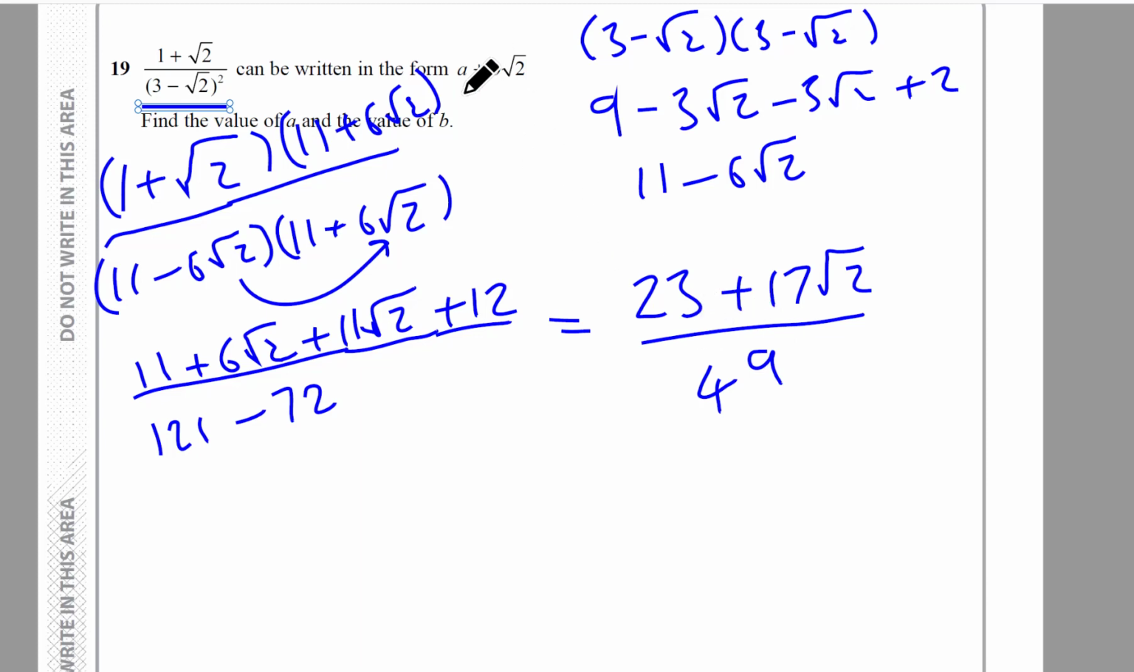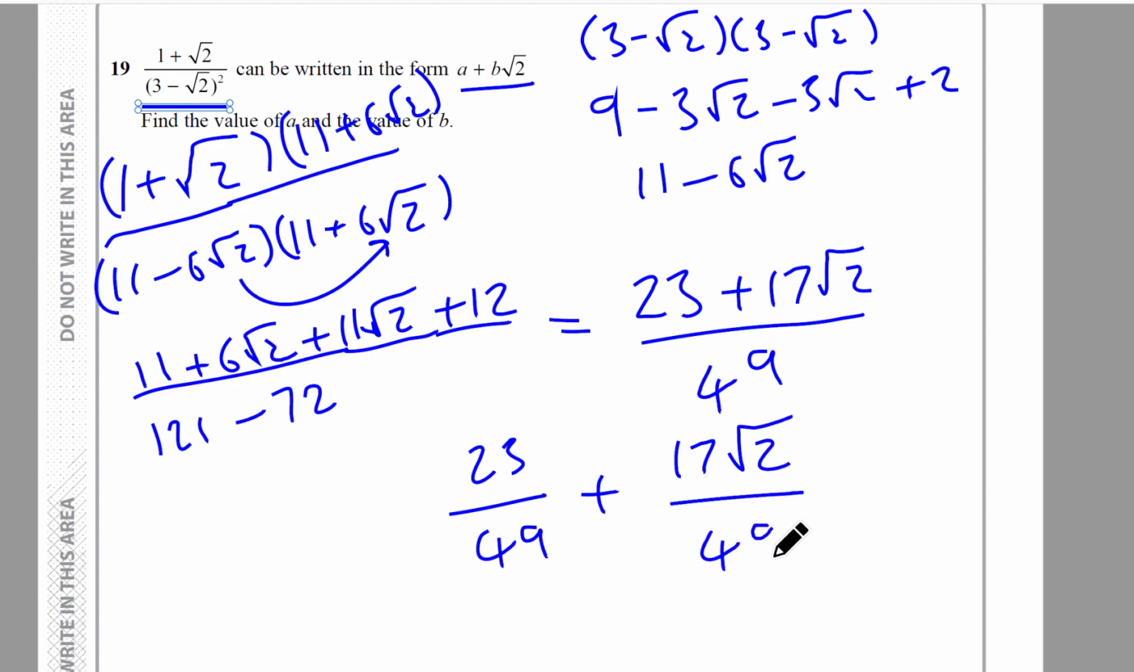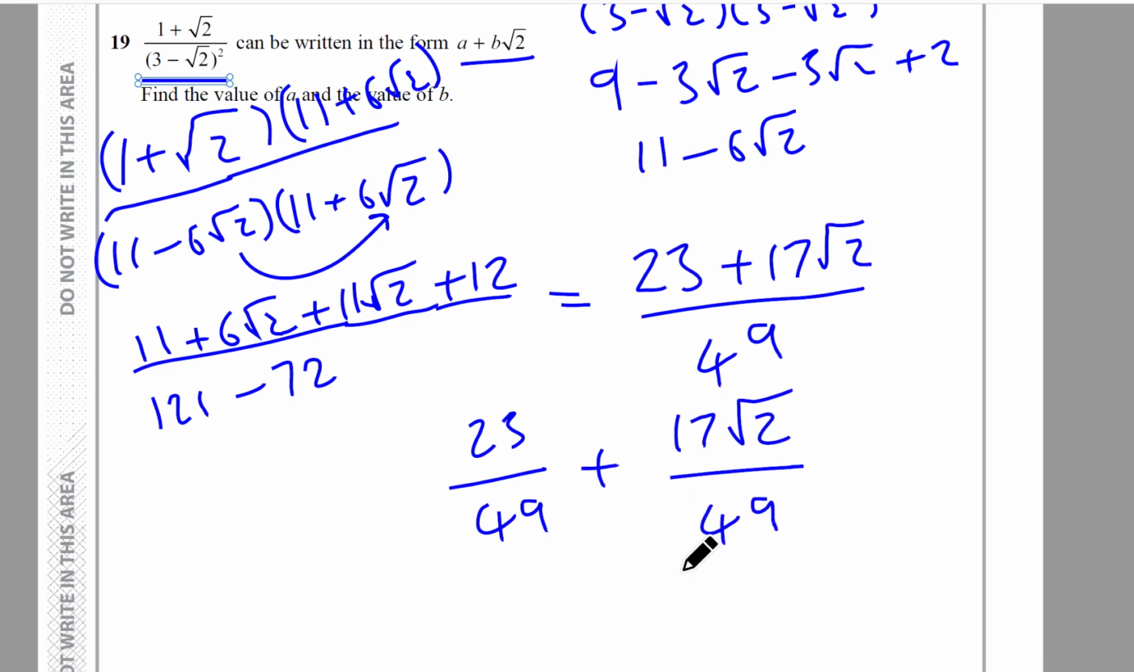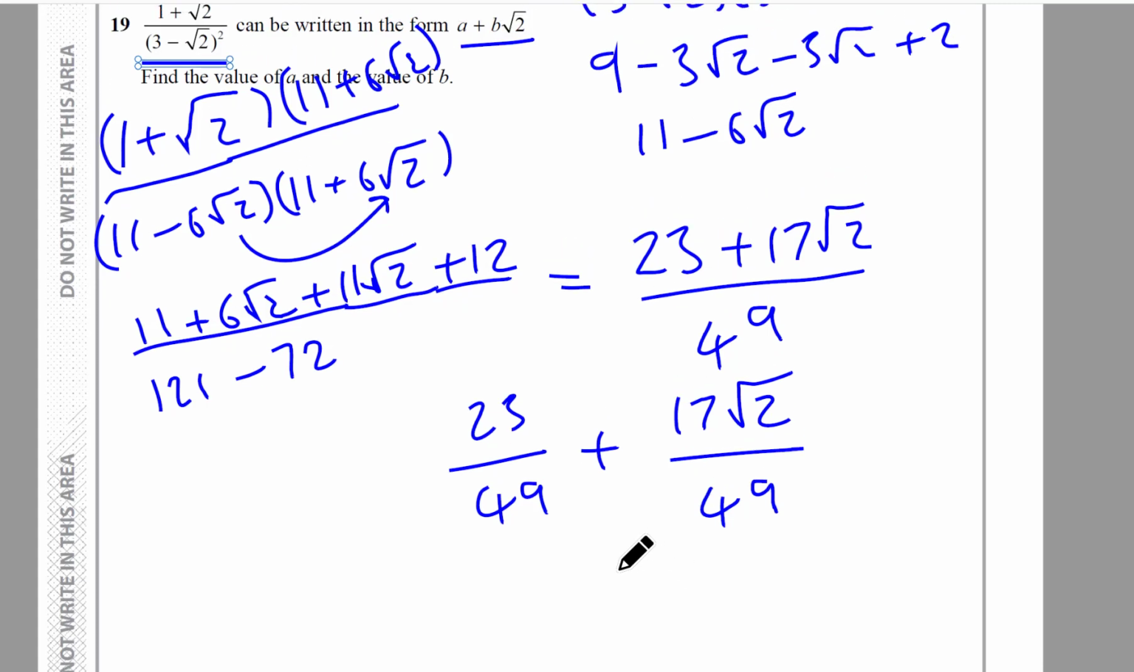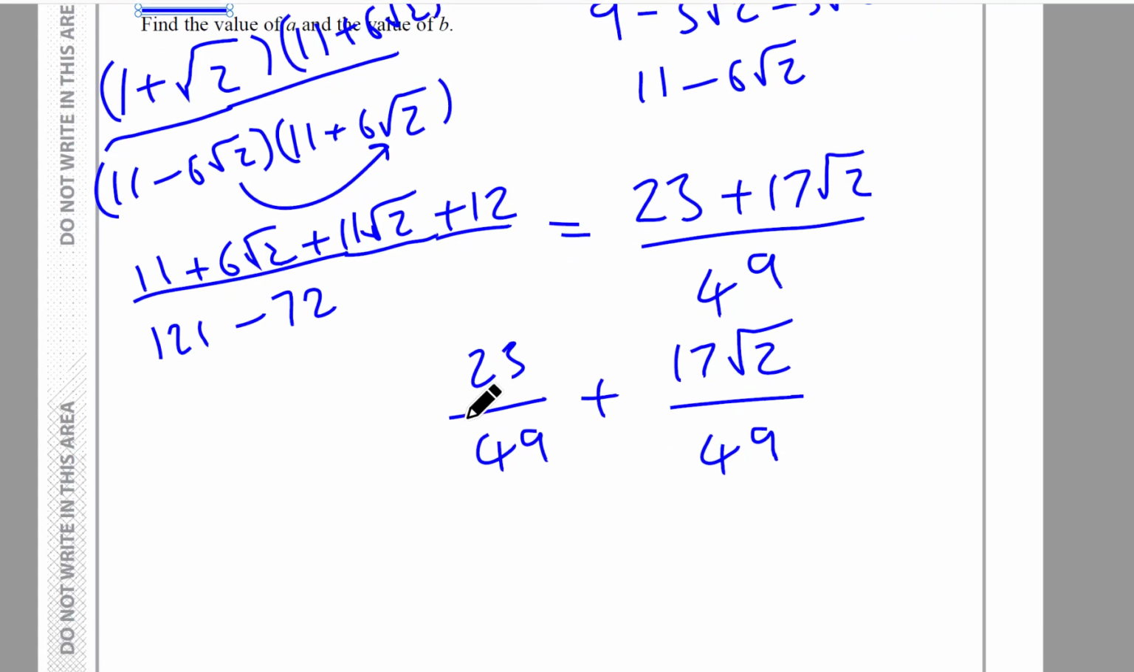And it says do it in this form, so let's just split this up. That's going to be the same as 23 over 49 add 17 root 2 over 49. So find the value of A and the value of B. A should be 23 over 49. B has got to be anything that's not root 2.